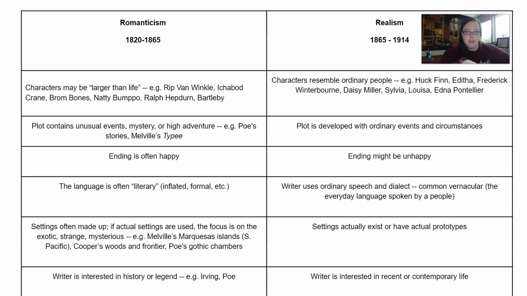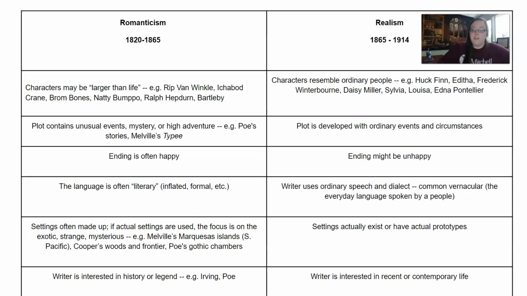Romantic settings can be, again, fantastical. You think about, like, Rip Van Winkle. He goes into the woods and he sees all these people and he falls asleep for a lot of time. That's mysterious. That wouldn't necessarily happen to us unless we were in a coma in the woods, which I guess could happen. Realist text, though, on the other hand, settings exist.